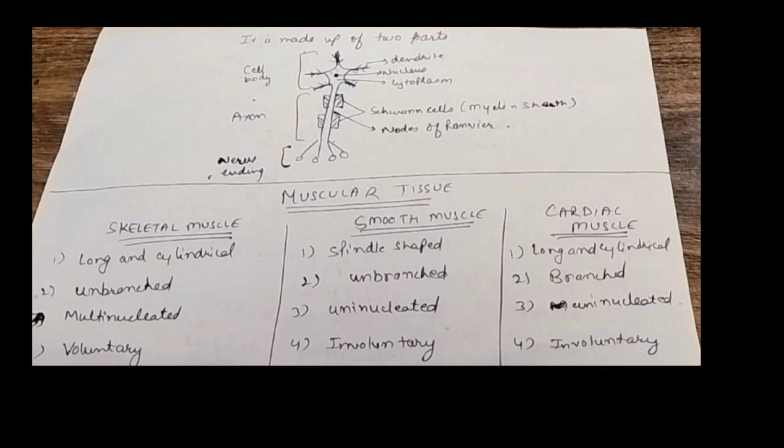Then the last type of connective tissue is muscular tissue. There are three types of muscles: skeletal muscle, smooth muscle and cardiac muscle. Skeletal muscles are long and cylindrical in shape. Smooth muscles are spindle shaped and cardiac muscles are long and cylindrical. Skeletal muscles are unbranched. Similarly, smooth muscles are also unbranched and cardiac muscles are branched. Skeletal muscle is multinucleated, which means it has many nuclei. Smooth muscles are uninucleated and cardiac muscles are also uninucleated. Skeletal muscles are voluntary, smooth muscles are involuntary and cardiac muscles are involuntary.